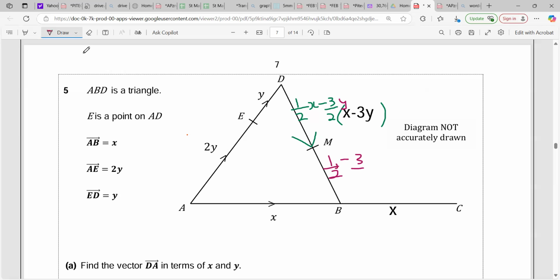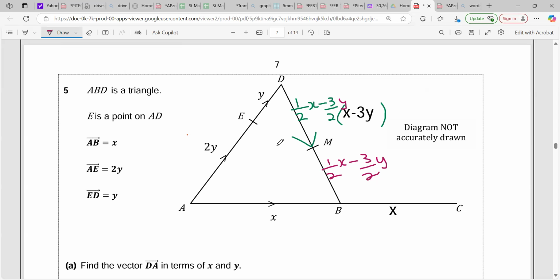Let me do it properly. So it's going to be half x. All I'm doing is splitting it to show you, since it's a half, right? So that means it will be this. We don't normally put 1.5 in vectors; they normally put it like that. So these are the measurements.